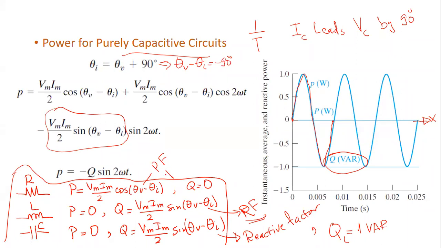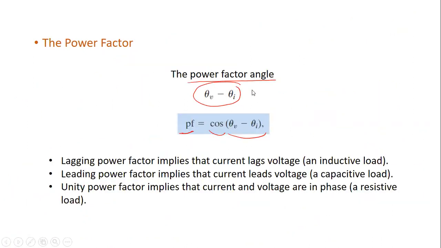What we use in practical life is the power factor, which is the cosine of the angle difference between the phase angle of the voltage minus the phase angle of the current. So this is called the power factor angle, and this is the power factor. So we have 3 types of power factor: power factor in a resistive circuit, power factor in an inductive circuit, and power factor in a capacitive circuit.